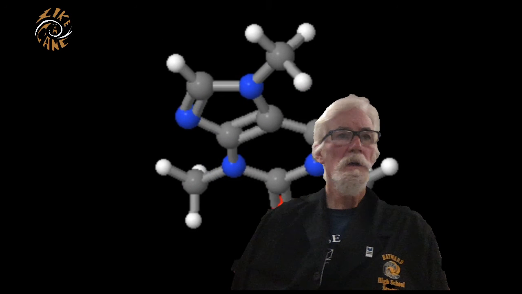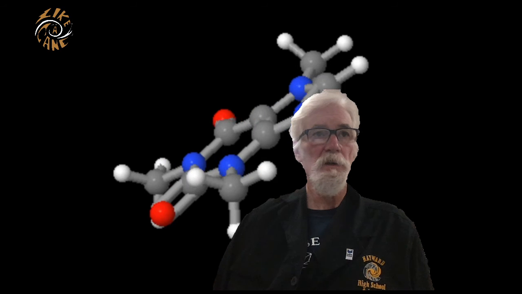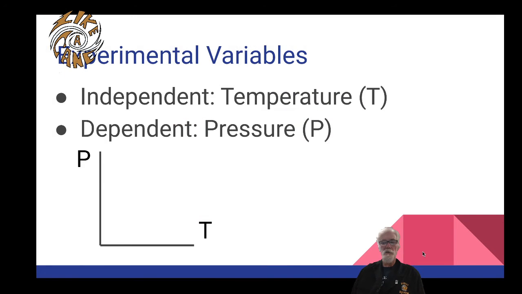In today's lab experiment, we're going to investigate the relationship between pressure and the temperature of a gas in a container. We're going to vary the temperature and observe the pressure, so the temperature is the independent variable in our experiment and the pressure is the dependent variable.